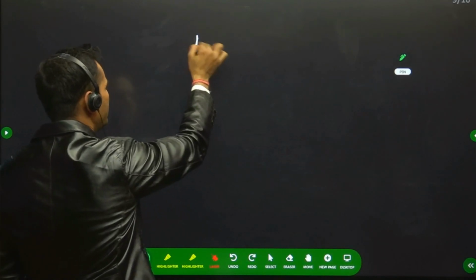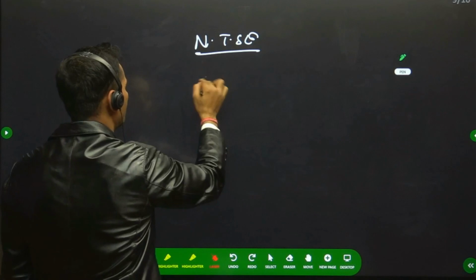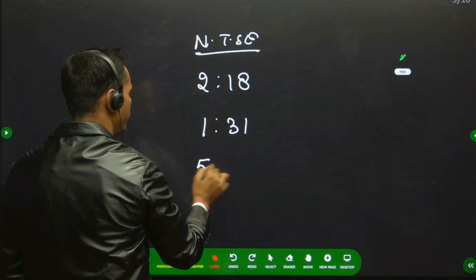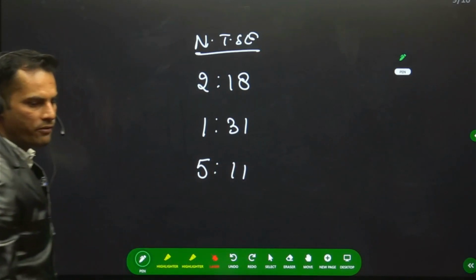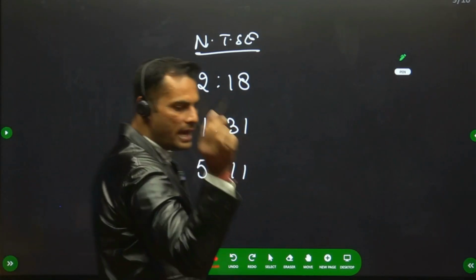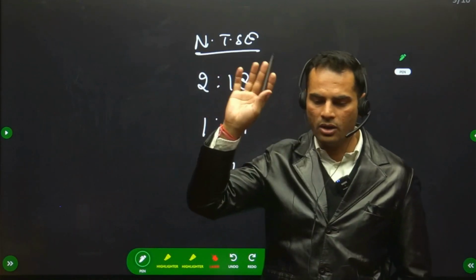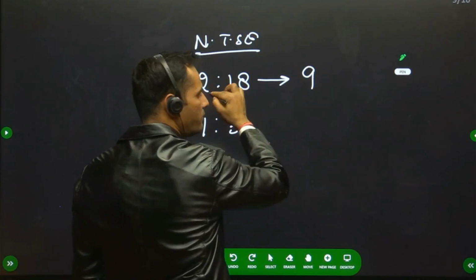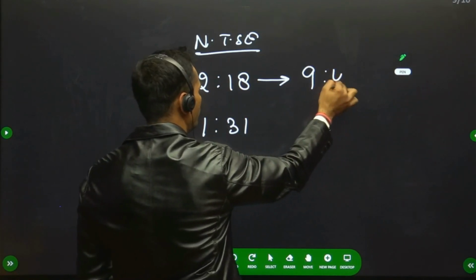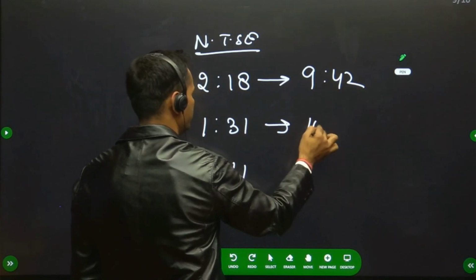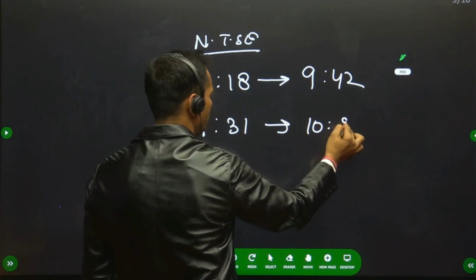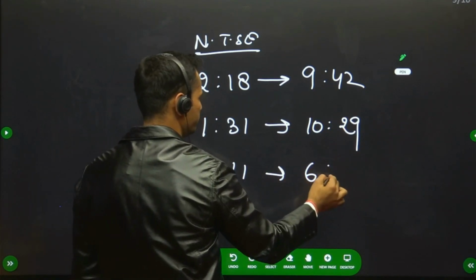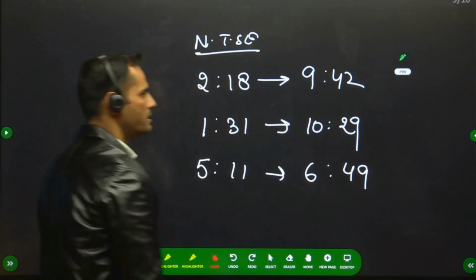A question was asked in the NTSE exam. The mirror image of the time 2:18 was asked. 1:31 was asked. 5:11 was asked. So what you have to do? You do not have to make a clock now. You have to simply subtract it from 11:60. So 9:42, 10:29, and 6:49. This is the mirror image.